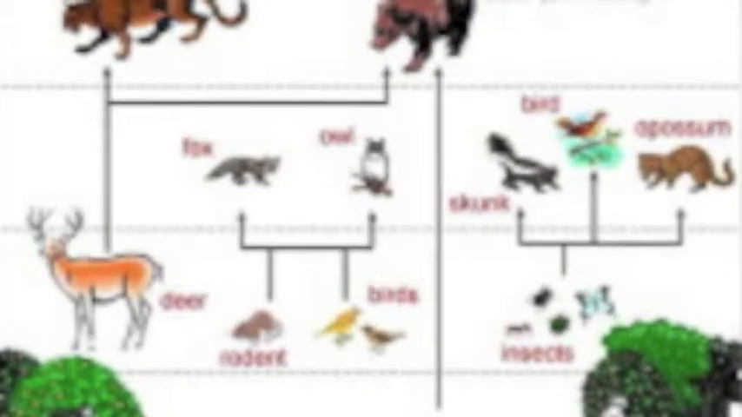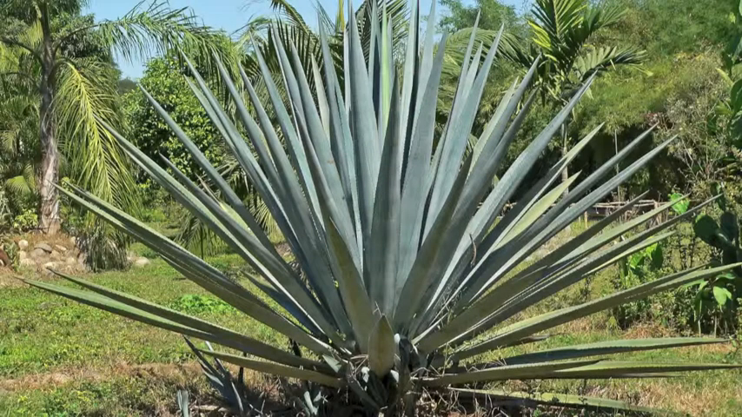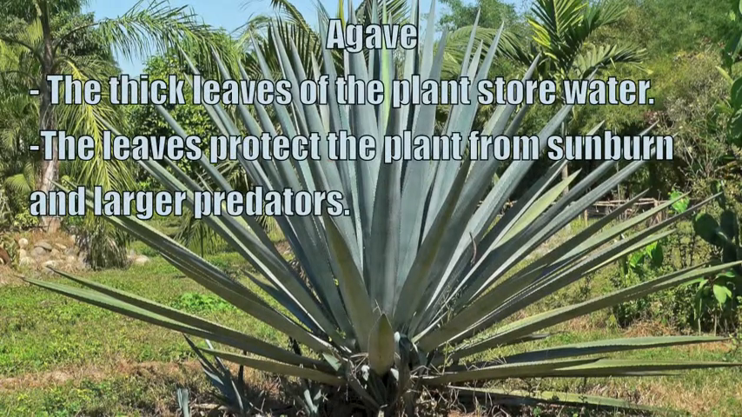The food web shown here starts at rodents, birds, and insects. Then animals such as foxes, owls, skunks, and opossums feed on the rodents, birds, and insects. On top of the food web, omnivores and carnivores, such as cougars and bears, eat the foxes, owls, skunks, and opossums.